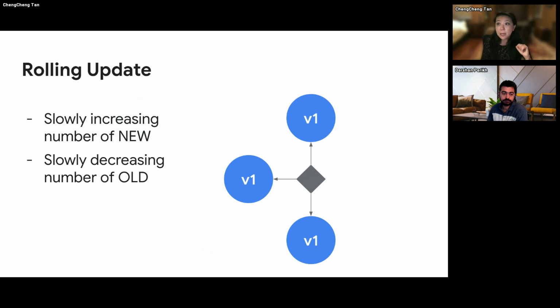So for a rolling update, you'll first try out a new version, slowly increasing in batches until they've replaced all the old version. So this allows for some gradual deployment in a controlled, monitored way.